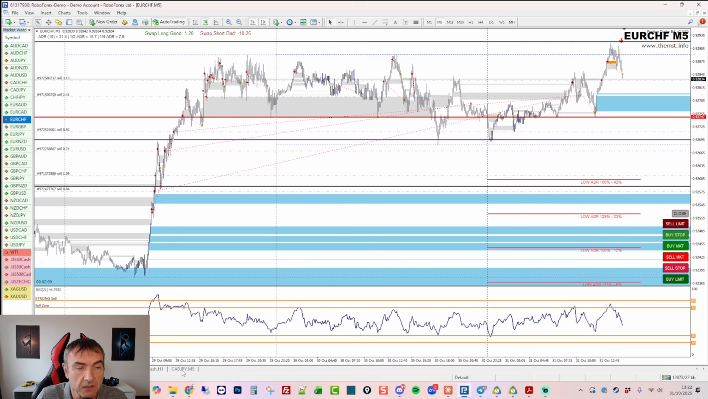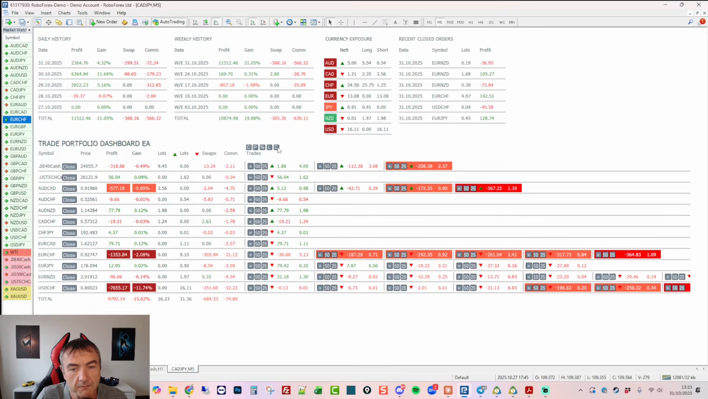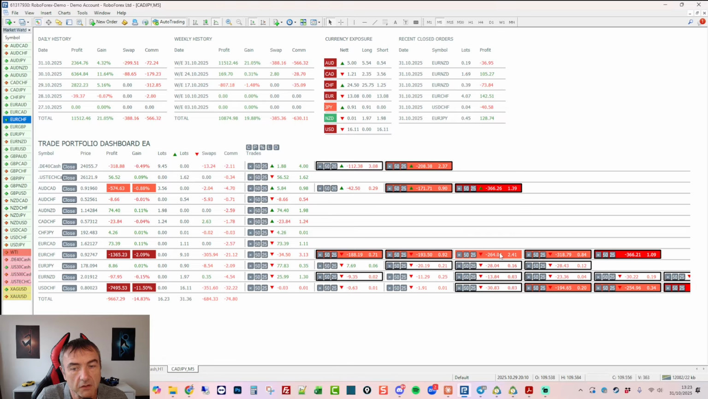As you can see, when you go back over to the dashboard and we look at the Euro Swiss, which is here, we've got these trades here, this one which is the 2.41, and this one which is the 3.13. You can see they don't have this black box around them, because if we were to close out part of them, it would make our overall exposure and position on this particular symbol worse. So the EA will only ever close out something that is going to improve your position.